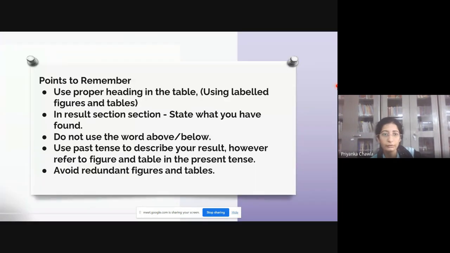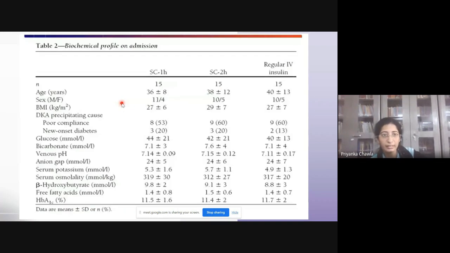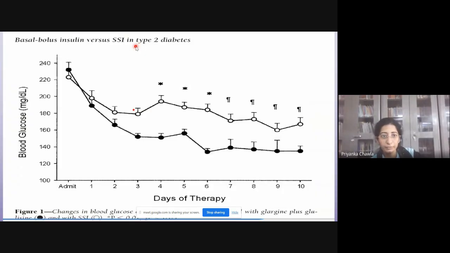Right? So this is the way of writing a paper, and under writing a paper, we are talking about tables and graphs. So what are the points to remember? Use a proper heading in the table, using labeled figures and tables. That means Figure 1, Figure 2, a proper heading should be there. See, there is a proper heading, Table 2, proper heading is there, right?